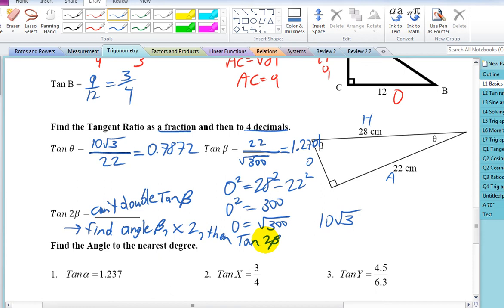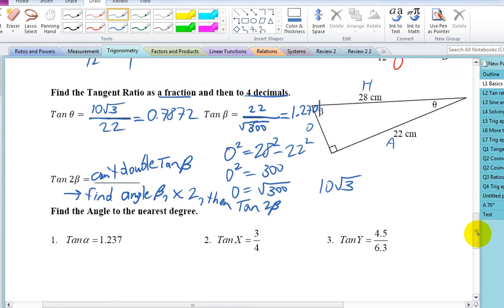We're not going to do that yet because we kind of jumped ahead a bit. I just want to let you know you just can't double it because you're not doubling twice the ratio, you're doubling the angle. So, let's practice finding angles.